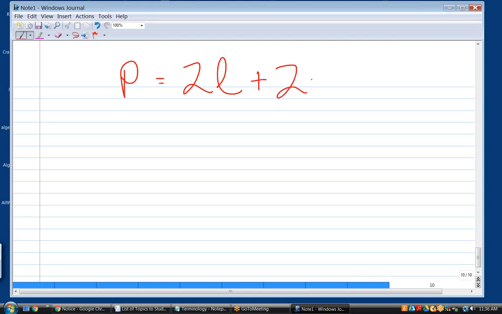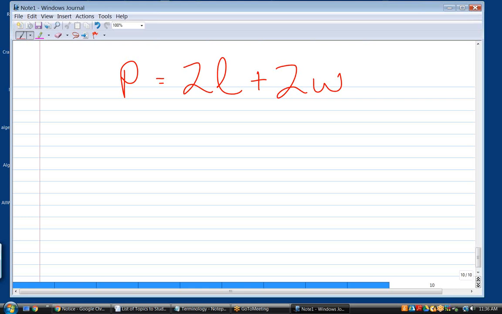Solve this for W. That's the definition for the perimeter of a rectangle: 2 times the length plus 2 times the width. What's the width equal to in terms of the other two variables? Let's go through it step by step. What's the first step? Trying to solve for W.